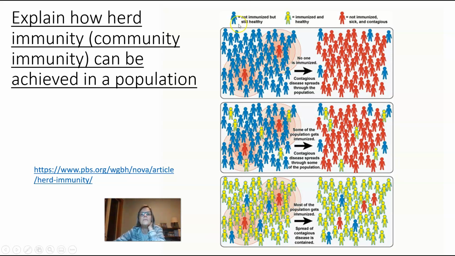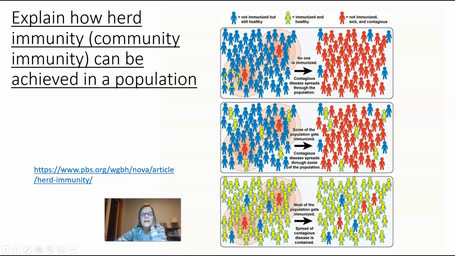So let's look at this diagram. These blue guys are individuals who are not immunized, but they're healthy. And what most of you can see, I don't know if the colorblind folks can tell this one, but here's a red guy, here's a red guy, and all the rest are blue. The red ones are not immunized and they are sick and contagious. So the blue are not immunized but healthy, and the red are not immunized but sick.